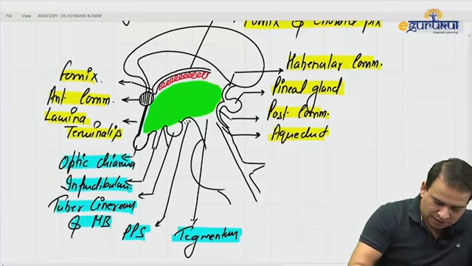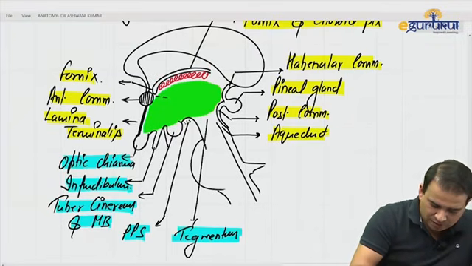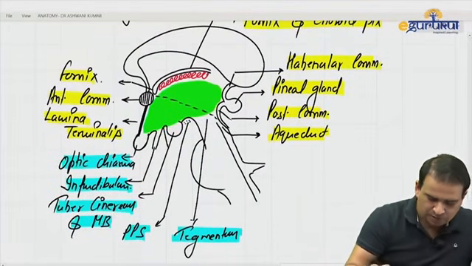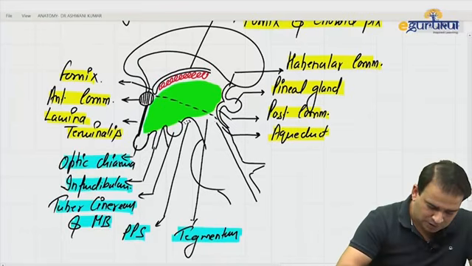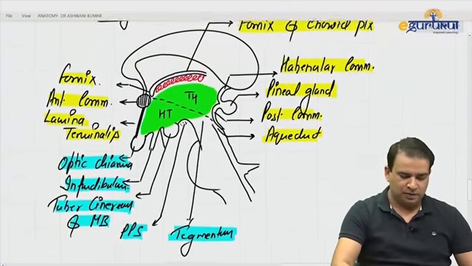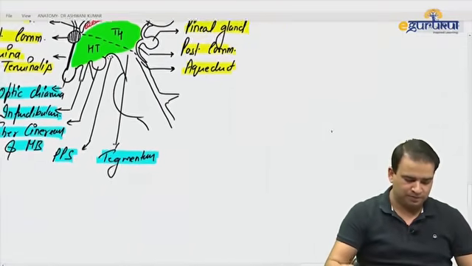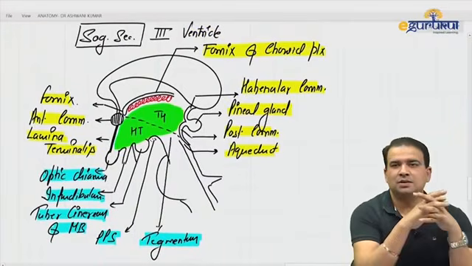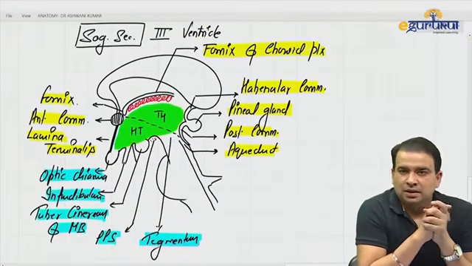Let us draw that hypothalamic sulcus also, which is extending from the interventricular foramen to the aqueduct, and you see the thalamus above and hypothalamus below contributing to the lateral wall. This is about the boundaries of the third ventricle.